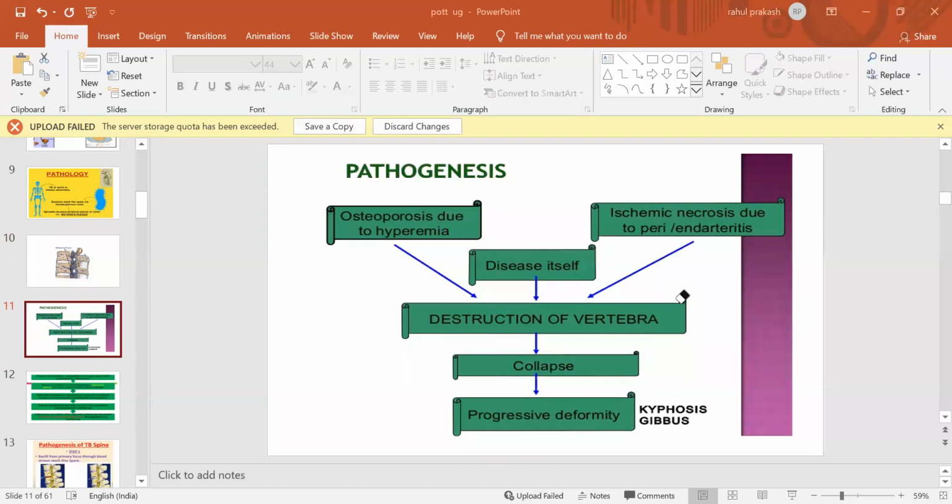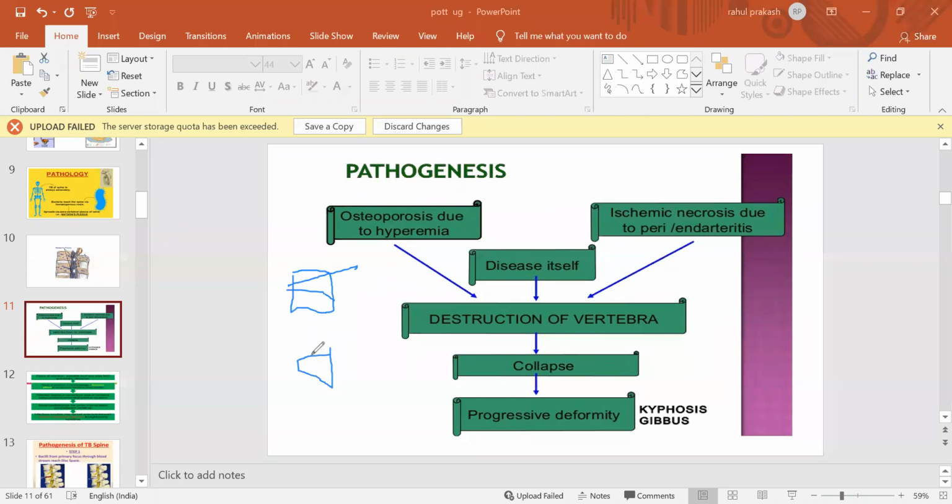Since the disease infects the vertebral body and the disc, slowly it starts eating the vertebra. The vertebra goes into wedging. Wedging means normally the vertebra is square, like this. When TB eats it, it becomes like this. When TB eats your vertebra, it becomes like this.